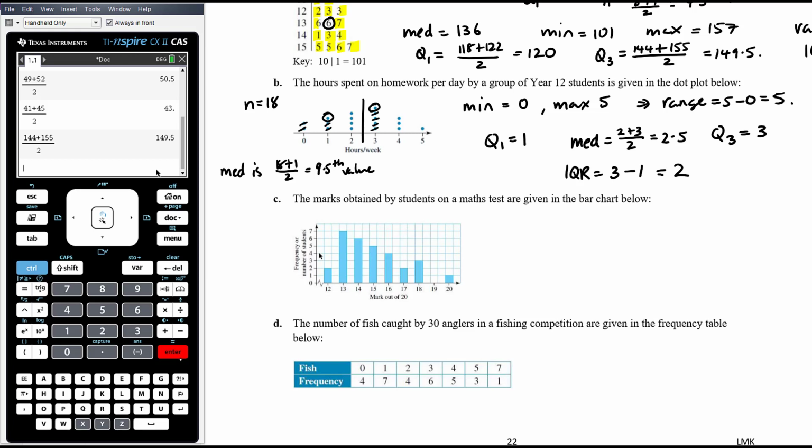Okay, here we have a bar chart. So again, it's about thinking about this as a list of numbers. The bar chart here is showing me that if I list out the numbers, I'm going to have 2 12s, and then 7 13s, etc., all the way up to 120 at the end.